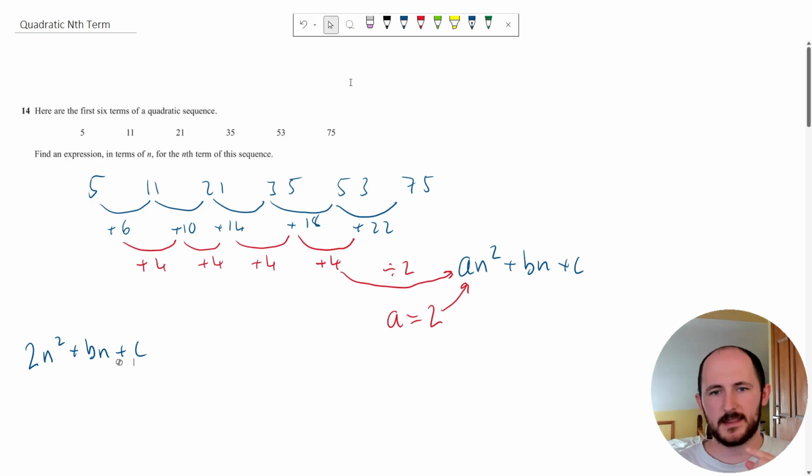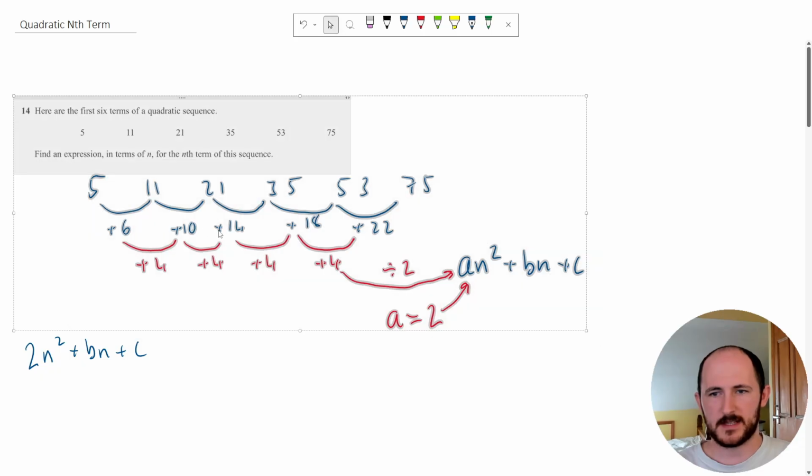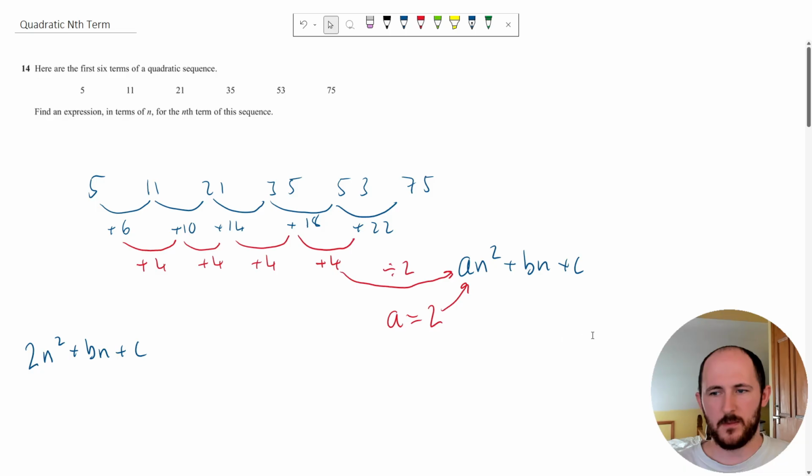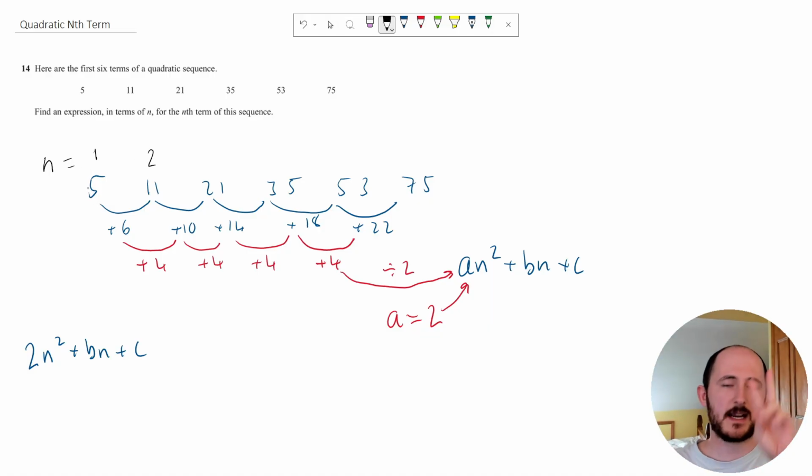Well, to do that, we need to think about what n actually means. So I'm going to drag this down to give us a little bit more space to talk about it, and think about what n represents. n represents what position you're in the sequence. So for example, n is 1 gives us the first term of the sequence, which should give us 5. n is 2 should give us the second term, which is 11. n is 3 should give us the third term, which is 21, and so on.